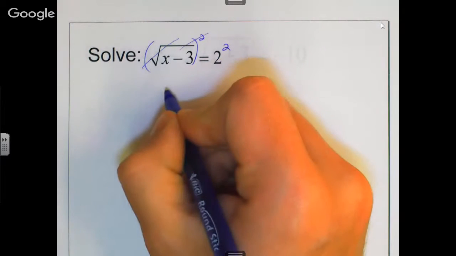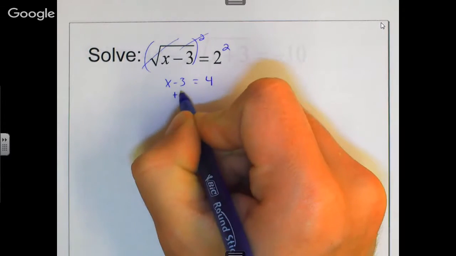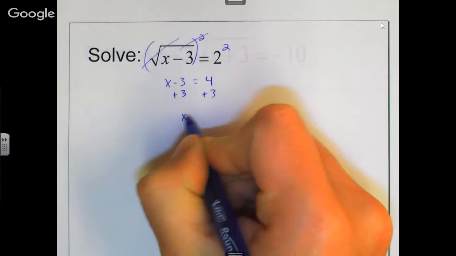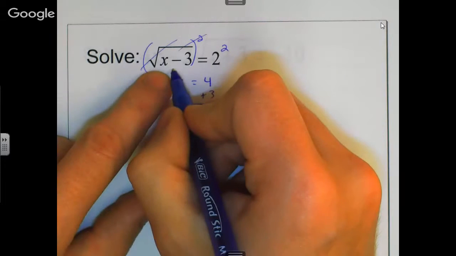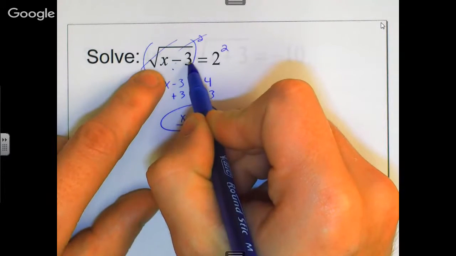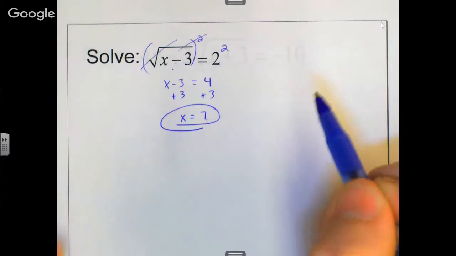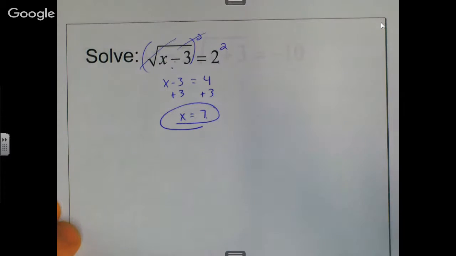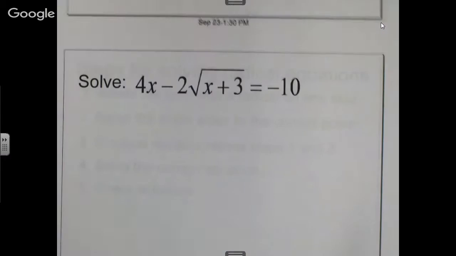Cancel and cancel, so you have x minus 3 equals 4. Add 3, x equals 7. Okay, so then I will go back up in here and check it. So I have 7 minus 3 is 4. The square root of 4 is 2, which is 2. So that's very simple. That's probably an algebra 2 beginning problem.